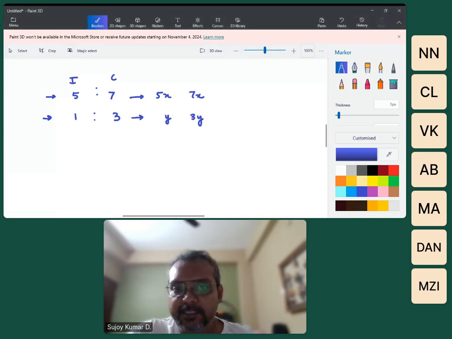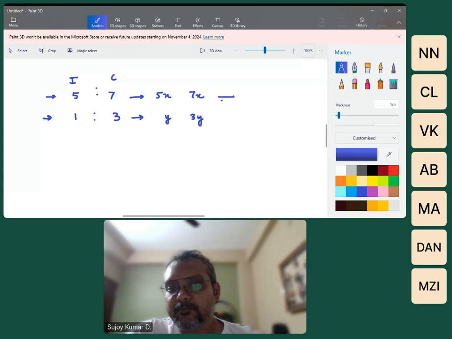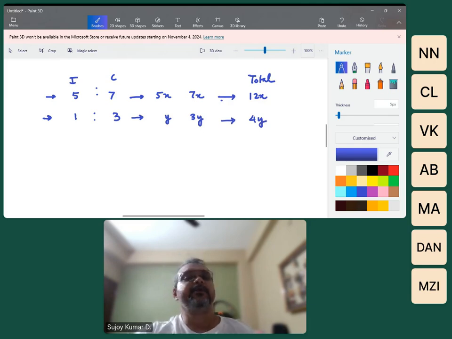Now see what the question is saying. The question then says that the two alloys are mixed in equal quantities. So now, if the two alloys were mixed in equal quantities, for this 5x and 7x, what is the total quantity of this? Can I say it is 12x? Whereas for the second one, it is 4y. Till here, is it okay, everyone? 12x and 4y?